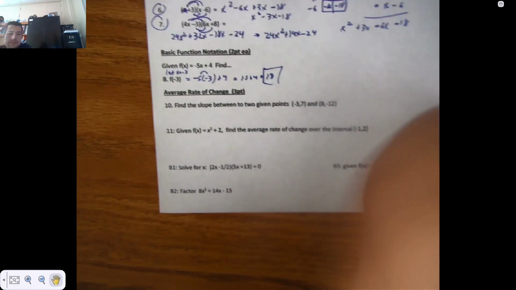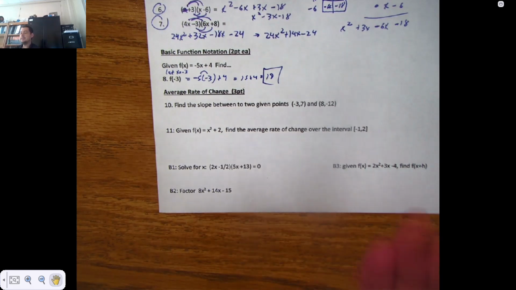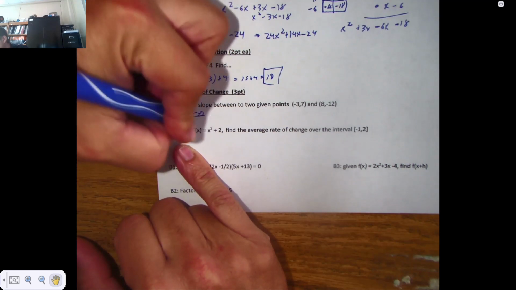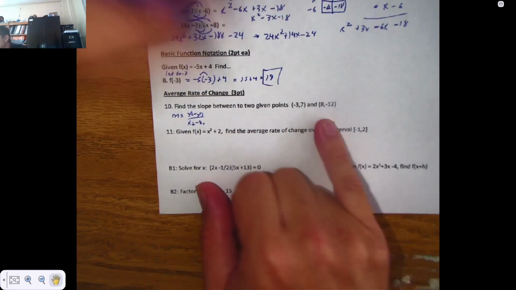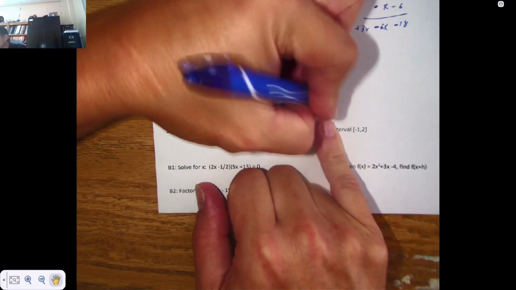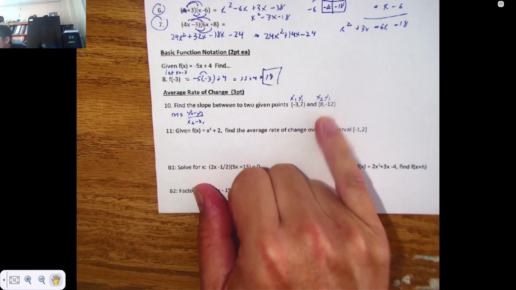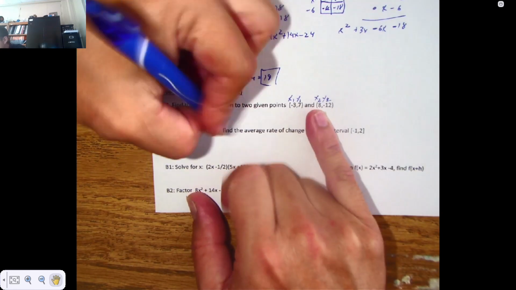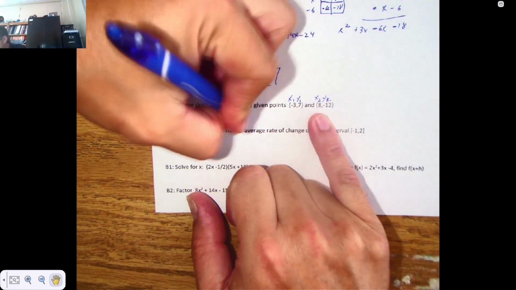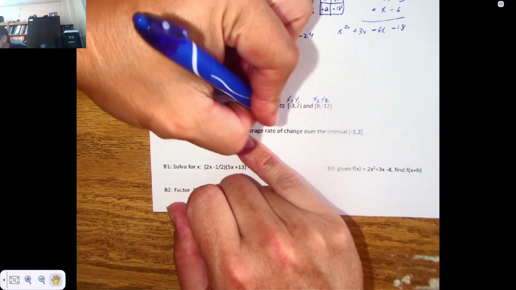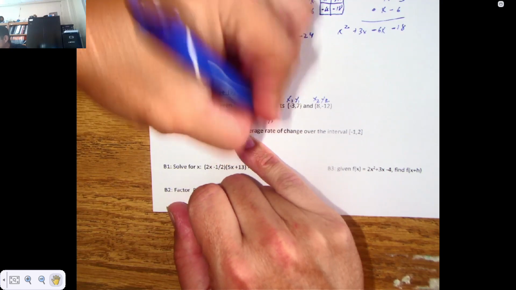Average rate of change now has two problems in it. It's got slope and then it's got average rate of change. So slope's the easy one: y2 minus y1 over x2 minus x1. And I told you, since I taught it, that it was now fair game as a normal question. And it is. Anyways, I labeled while I was talking. I'm going to do -12 minus 7 over 8 minus a -3. And that's going to give me -19 over 11.